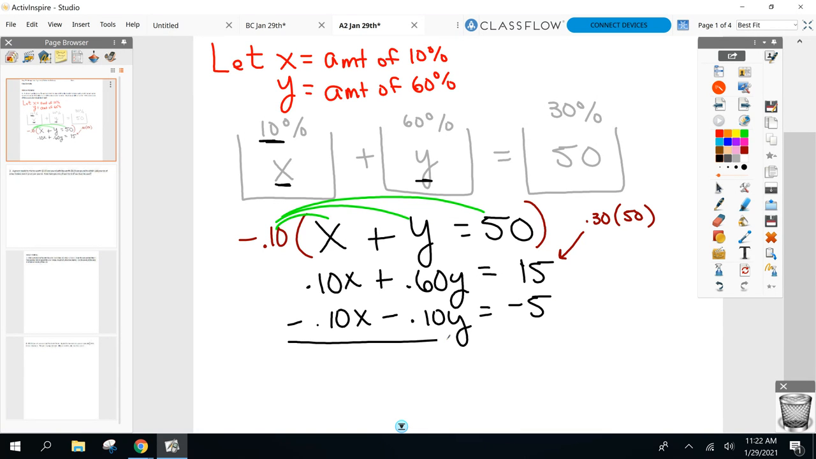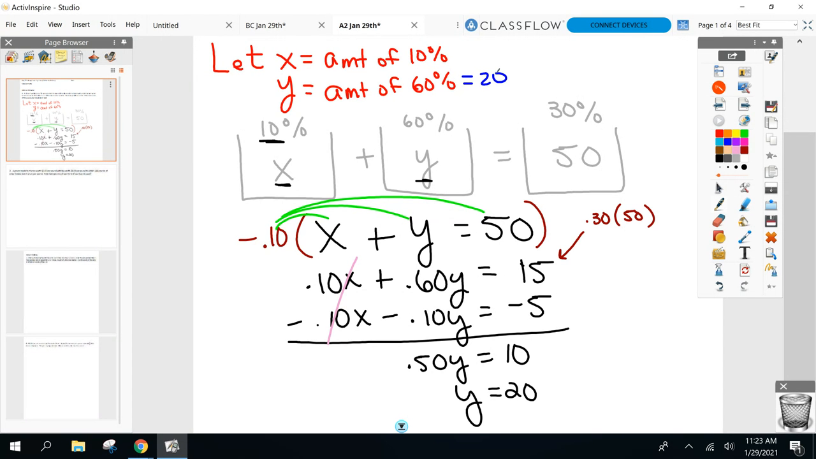All right. The x's cross each other. The x's cancel. Combine like terms now. I get 0.50y, nice and neat. Use the calculator. Equal to 10. Divide both sides by 0.5. Nice and slow. 20. And just to make things easier on me when I correct it, go back to your let statement and say, all right, the amount of 60% is equal to 20 milliliters. Done.